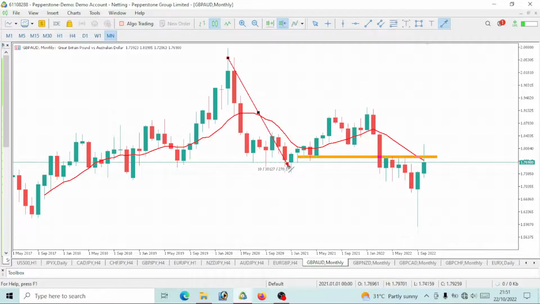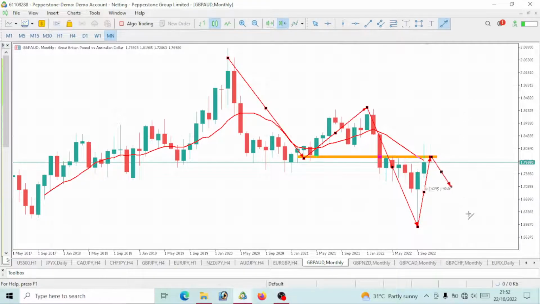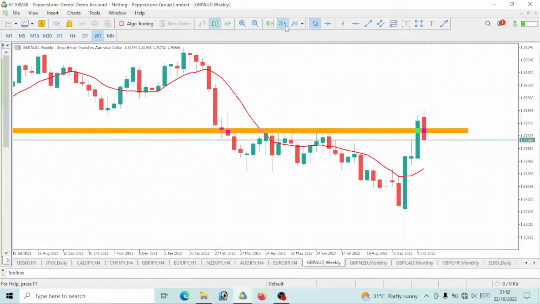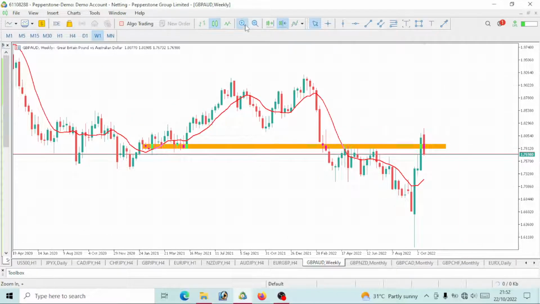So we can see here an impulse move downward, here a correction, another impulse move, right? Now you've gotten this correction. What do you expect next? Another impulse move downward on GBPAUD on the monthly time frame. So weekly time frame, what does it say? Let's see it, right?